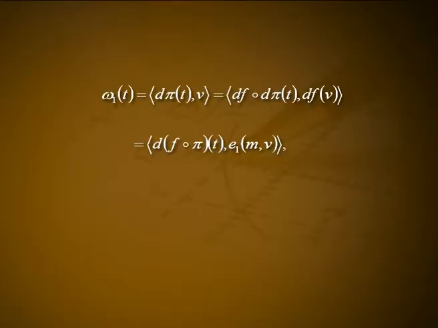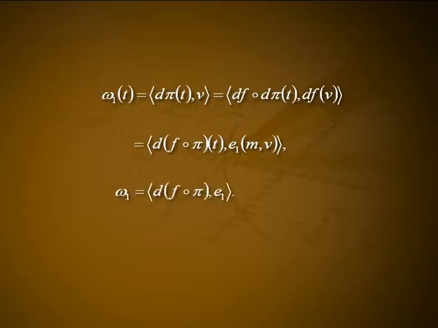Thus, psi is a connection form on M. To verify that it is the form of the Riemannian connection, it suffices to check that the simplified forms of the first structural equations are satisfied. To do this, note that when (m,v) is an element of S(M) and t is an element of T S(M)(m,v), omega 1 of t is equal to the inner product <d pi(t), v>, which is equal to <df composite d pi(t), df(v)>, which is equal to <d(f composite pi)(t), E1(m,v)>.